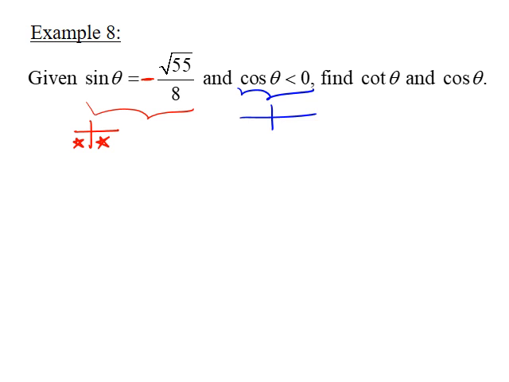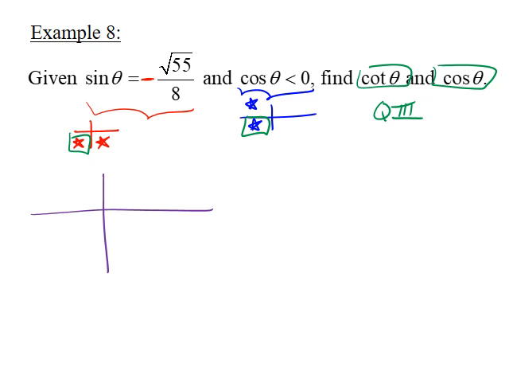So cosine is negative in these two quadrants. So I need to find the overlap, and the overlap happens to be in quadrant 3. So given this information, I know that I am dealing with quadrant 3. And when I answer these two questions, I need to make sure that they have the appropriate sign for quadrant 3 angles. So let's just sketch a picture of what we're given. We know that we are in quadrant 3. I also know that I'm given information regarding sine.